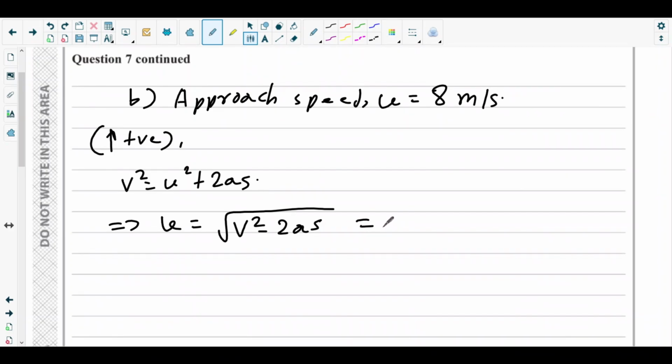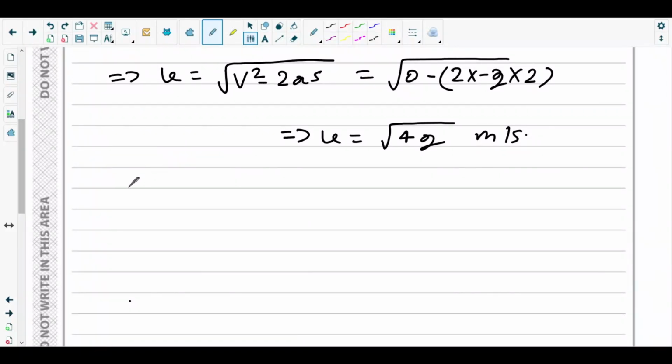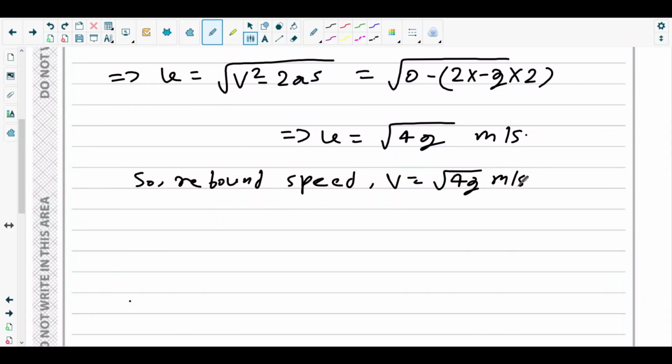So what you will get? Square root of v squared, v squared is 0, minus 2 times minus g times 2, right? So that is basically u. Initial speed is equal to square root of 4g meter per second. We got the rebound speed, right? This will be now v, because rebound speed we considered as v. For impulse it will be v, which is square root of 4g meter per second.